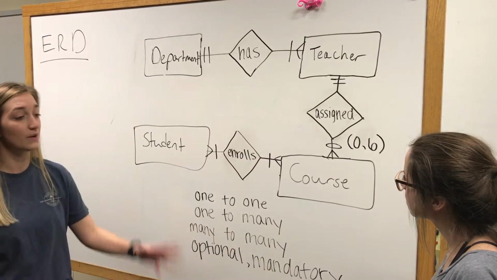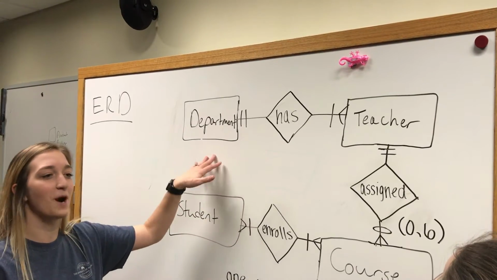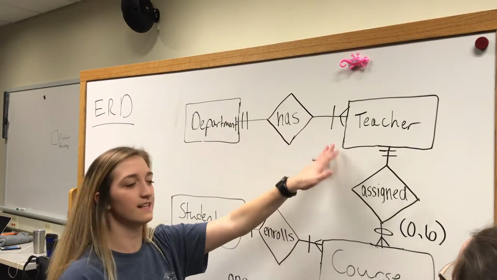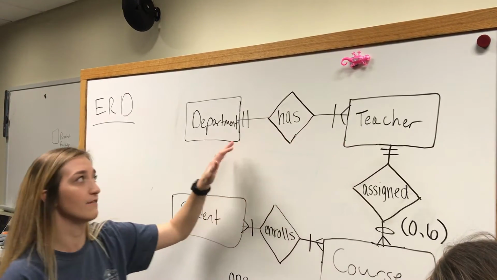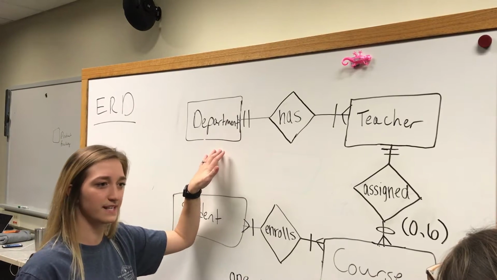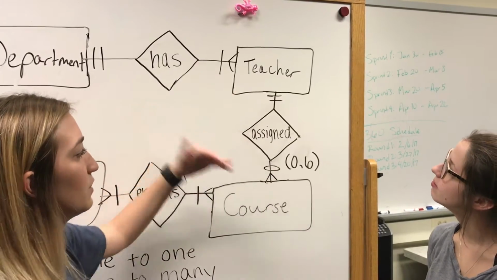Now I'm going to show you 3 types of relationships that we have on this diagram. So each department has to have one teacher, or it can have many teachers, right? And it's sort of like how a teacher has to have one department, and they're only assigned to one department. So do you think that makes sense? That makes sense.